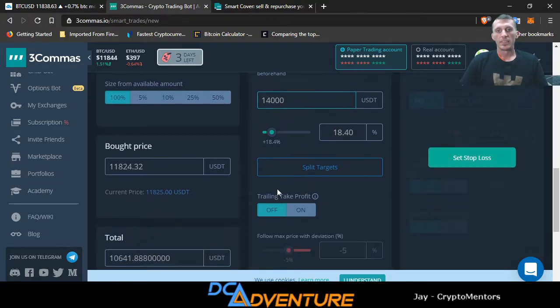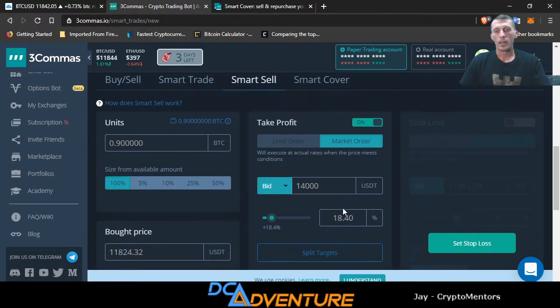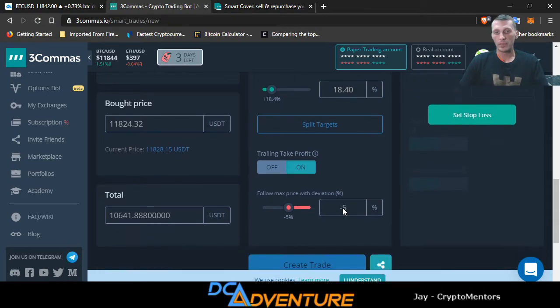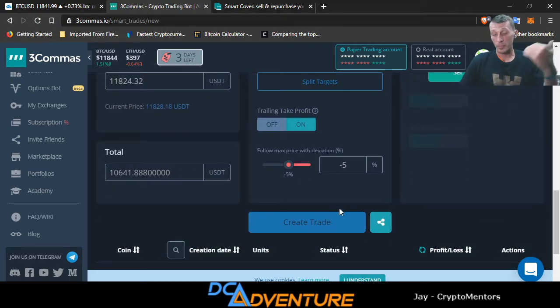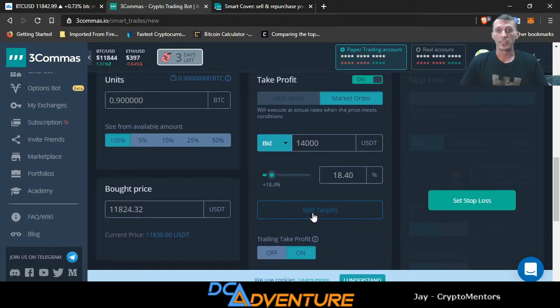Same thing with the split target. I just showed you guys how to do that. Trailing take profit. Same thing here, guys. Turn that on. Every time it moves 5%, after your take profit target is hit, and then it comes back 5%, or it goes past it 5%, it's going to sell off more, sell off more, sell off more, and that's pretty nice. It just ensures that you're selling for the best price.